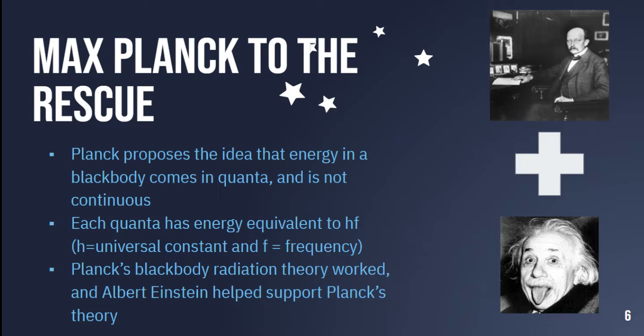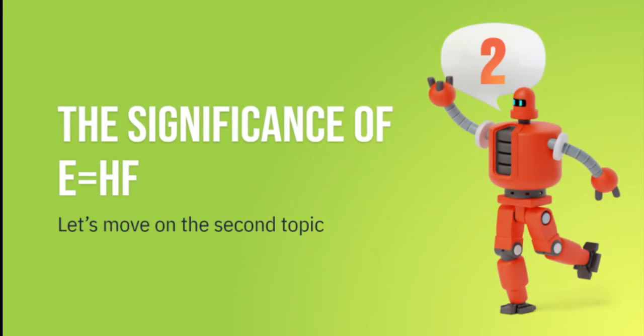He first proposes that energy in a blackbody comes in quanta, which means stored in small packets of energy. Planck also stated that the energy of each quantum depends on frequency, which is denoted by f, and h, which is the universal constant. This was known as Planck's blackbody radiation theory, and it worked. Max Planck also won a Nobel Prize in 1918 for his energy quanta discovery. Props to him. And let's move on to the second topic.